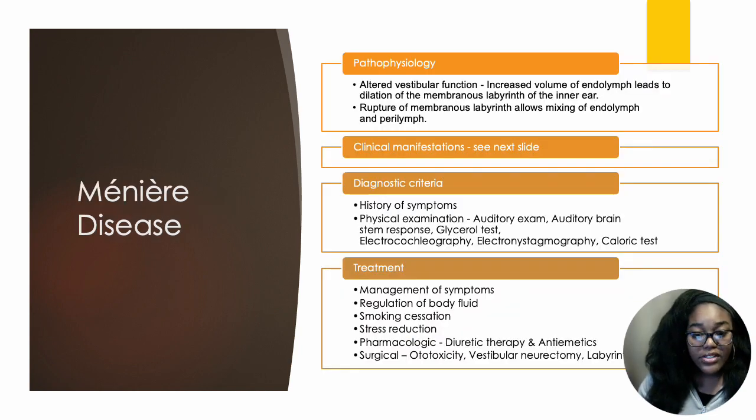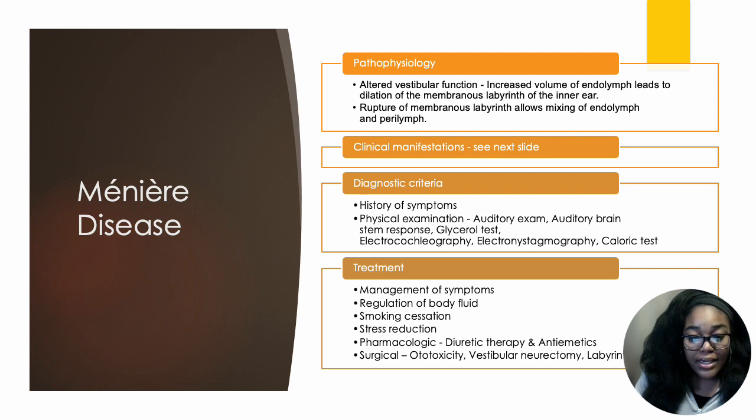So this is Meniere's disease, and it is a classification of altered vestibular function, and it's caused by the increase of endolymph or lymph in your endolymphatic system that leads to dilation of your membranes in the labyrinth of the ear, and eventually that dilation leads to rupture of that labyrinth, which allows the mixing of the endolymph and the perilymph.